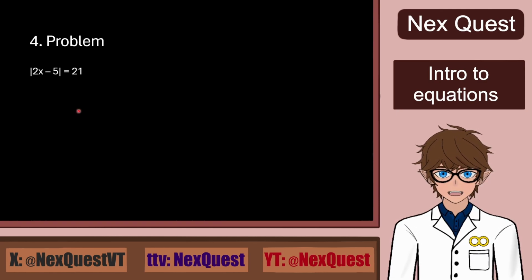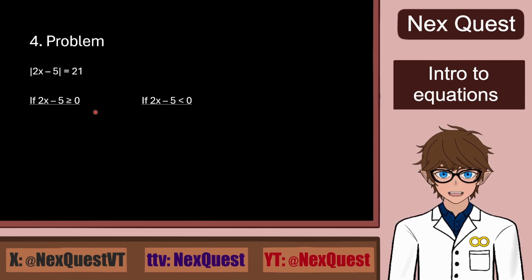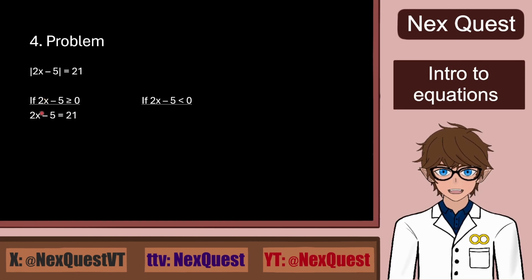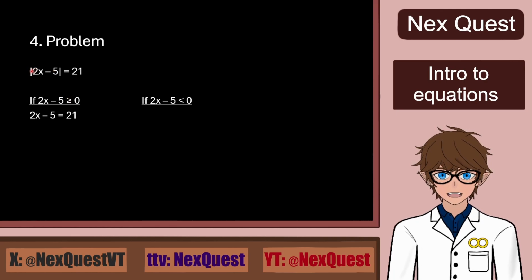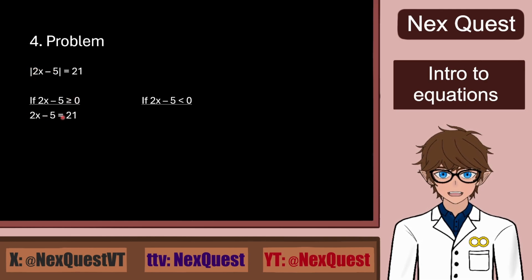Now for problem number 4, we have 2x minus 5 under the absolute value is 21. Now we have to solve for these two conditions, so I'm just gonna do this at the same time. First, we just copy it the same as it was because it's greater than 0, so there is no need to change the sign in front of it. So 2x minus 5 is 21.